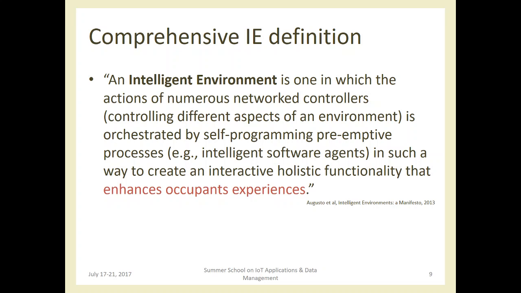Strong buzzwords, let's say, okay, intelligent software, actually, in such a way as to create an interactive, holistic functionality. He likes big words. Holistic functionality means that it takes into account everything, that enhances occupants' experiences. So that's always the ultimate goal. Okay, so actually all these definitions tend to tell us the same thing. You can create an IoT system. So what is the goal of the system? It should be to make the behavior of an environment more intelligent for the users that live in it and use it and so on.